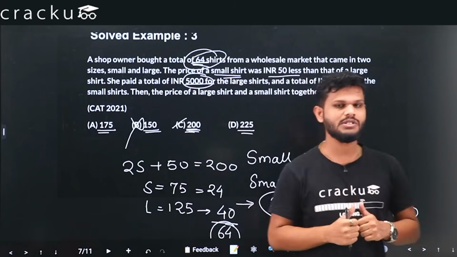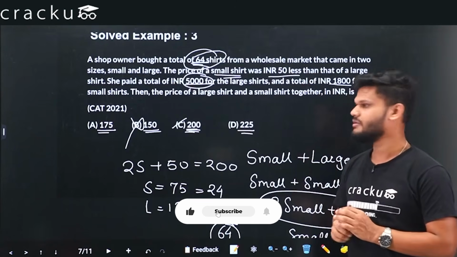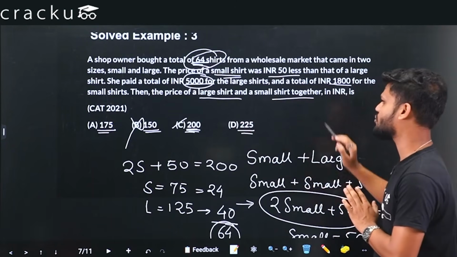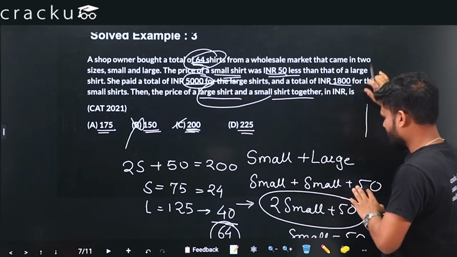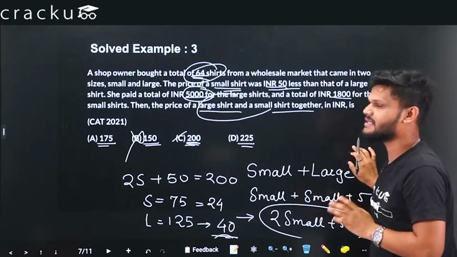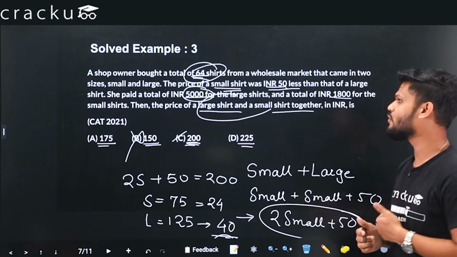So if you choose the option wisely, you don't have to form the equations here. You just need to form the last equation, large shirt plus small shirt. The relation between them was given here. Just put that relation, make it, and use the options wisely. This is how you solve the question using the options. Now let us go forward and solve one more question.